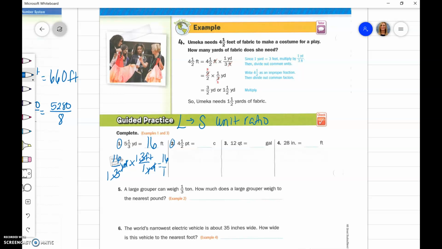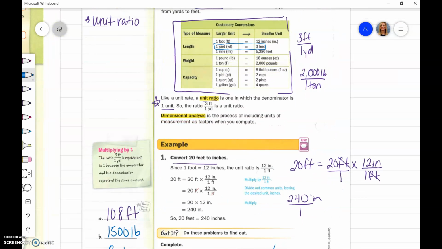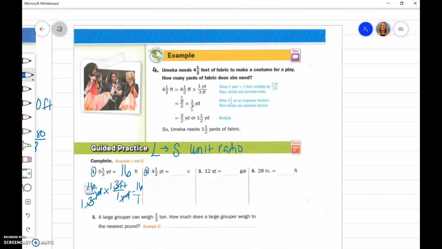All right, next one. We're going from pints to cups. So up above, or flipping over, pints to cups. I see that there are 2 cups in 1 pint. So that's the first thing I'm going to write down. There's 2 cups in 1 pint. And I want to know how many cups are in 4 1/2 pints. Remember, I'm going from larger to smaller, so therefore I multiply. Large to small, multiply. So 4 times 2 is 8, plus 1 is 9. I get 9 over 2.